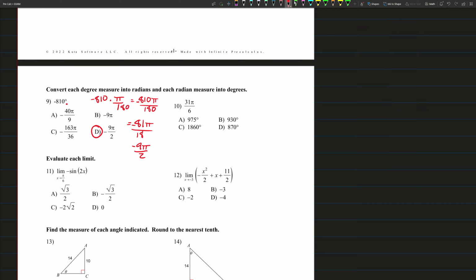For number 10, this is in radians, so we want to multiply by 180 over pi. Pi's cancel. So we have 31 times 180 all over 6, which is 930.